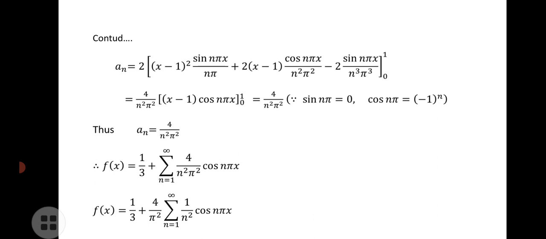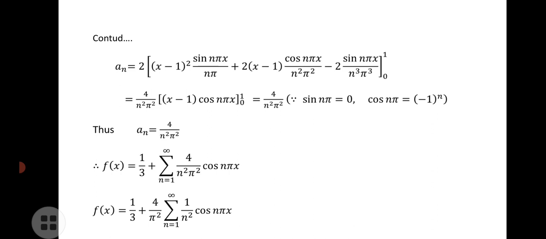So using the Bernoulli equation, we can expand the integral term. An is equal to 2 times x minus 1 whole square sin n pi x divided by n pi plus 2 times x minus 1 cos n pi x divided by n square pi square minus 2 times sin n pi x divided by n cube pi cube, from 0 to 1.